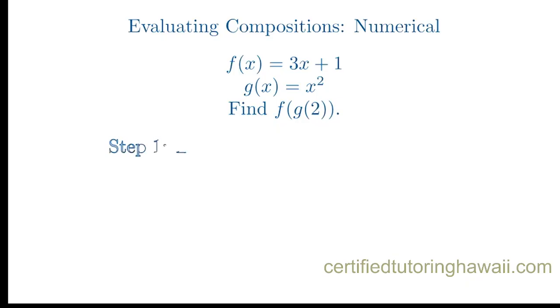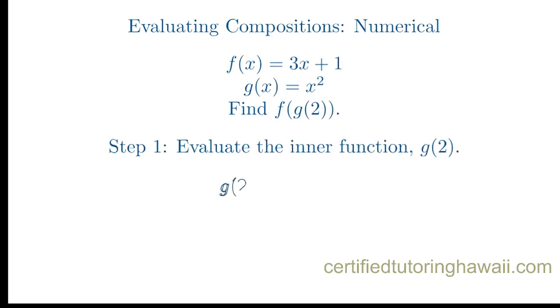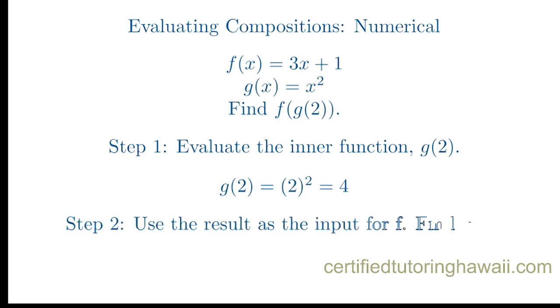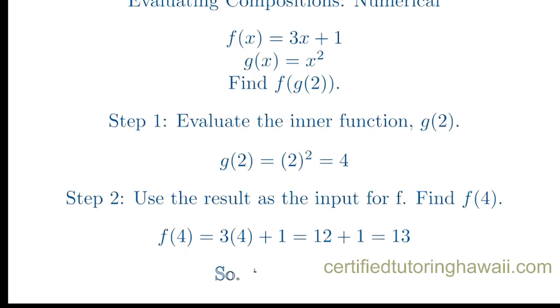This means our first step is to calculate the value of the inner function g of 2. We substitute 2 into g(x). Since g of x is x squared, g of 2 is 2 squared, which equals 4. Now, this result, 4, becomes the input for our outer function, f. So, our second step is to evaluate f of the result we just found, which was 4. Since f of x is 3x plus 1, f of 4 is 3 times 4 plus 1. That's 12 plus 1, which gives us 13. Therefore, f of g of 2 equals 13.